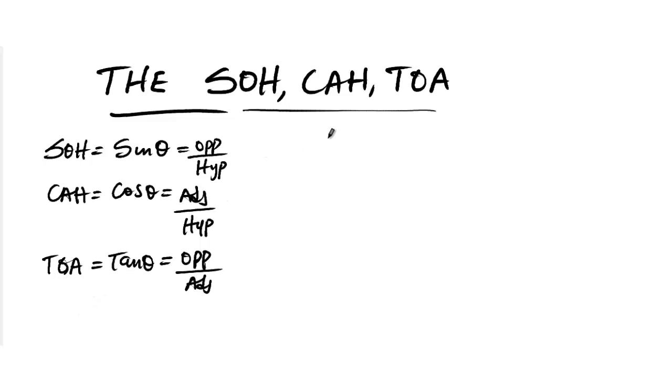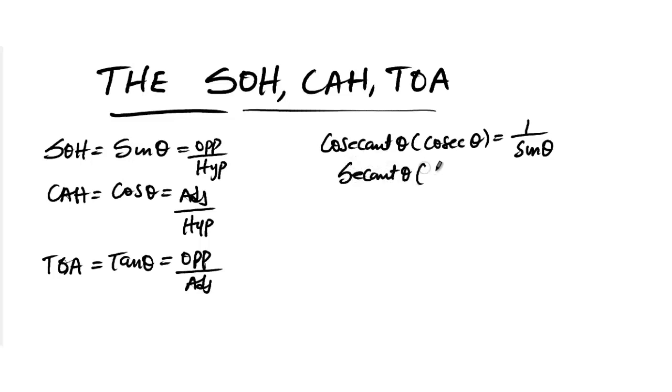For example, cosecant theta, also known as cosec theta, is the same thing as 1 over sine theta. Then we also have secant theta, also known as sec theta, and that is 1 over cos theta.